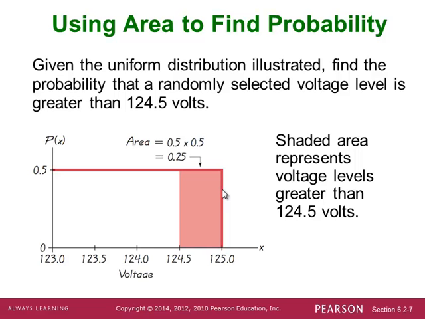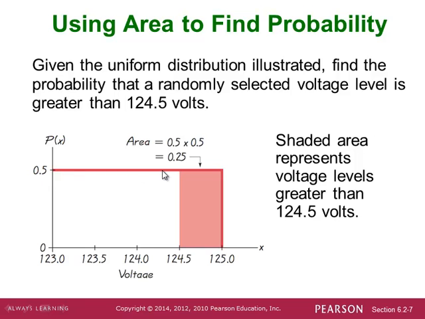And don't worry, I'll go back to the previous slides here in a minute, but I want to show you the rectangular shape. We're talking about voltage level for a battery that is spread evenly between 123.0 volts and 125.0 volts. All right. And like I said, there's an even probability over that interval of length 2. 125.0 minus 123.0 is 2. 2 times 0.5 is 1.